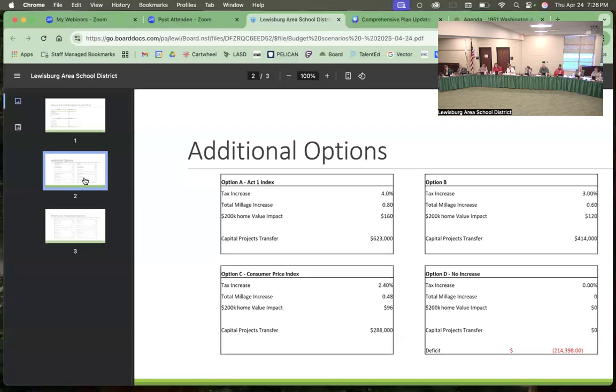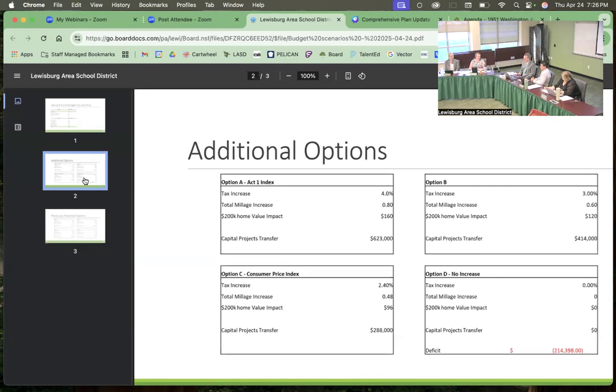Yep. Justin, do you have a chance to chime in here? I'm okay with 2.4. Okay. Sounds like 2.4 is a good compromise. Prepare that for the next meeting.